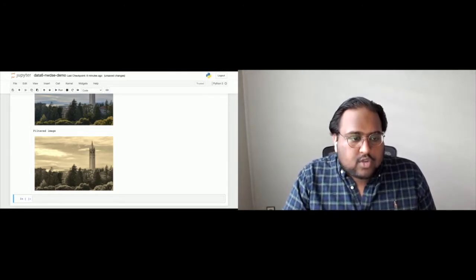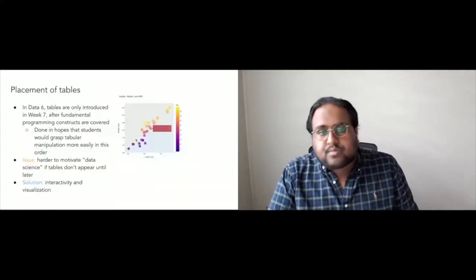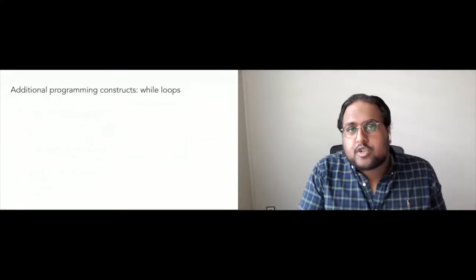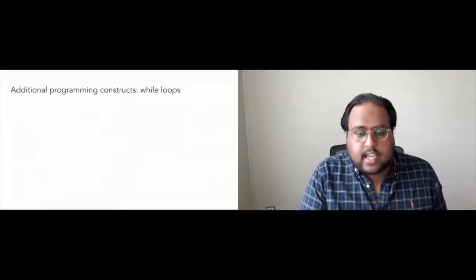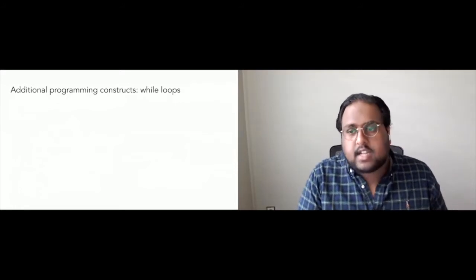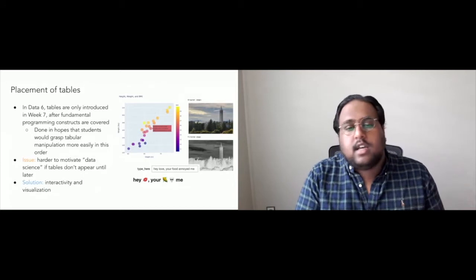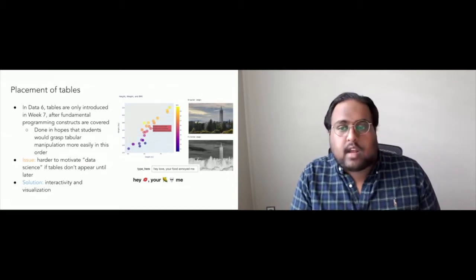Okay, I'll switch back to the slides now. Okay, so those were the 3 examples we just looked at. That was the first big difference between data 8 and data 6: the placement of tables. The issue was that it's hard to motivate data science. The solution is, you give them engaging examples, and they're not going to be bored in the class.